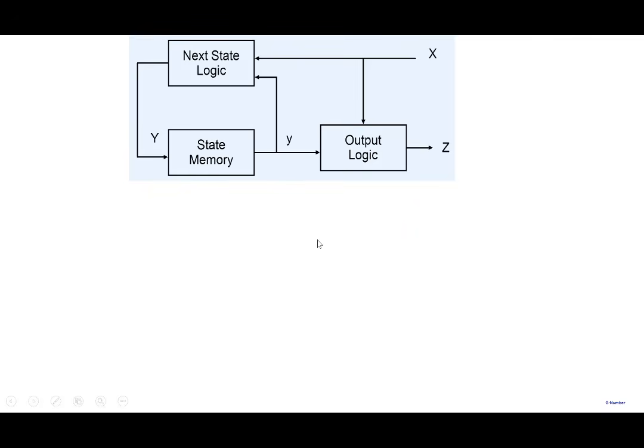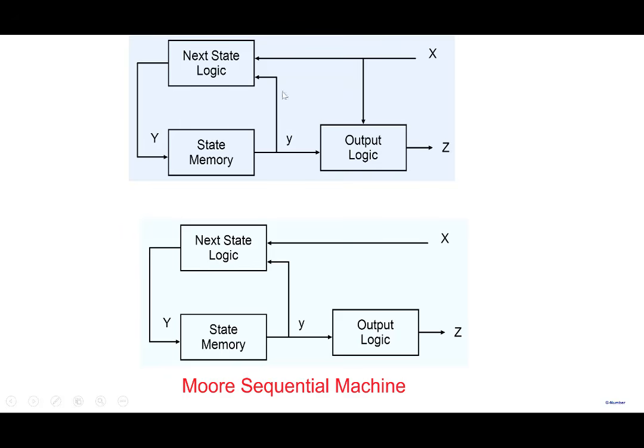There's another way of conceptualizing sequential circuits. Note that Z is a function of, in this case, X and y. And the idea here is that y is anyway a function of X. So by suitably designing the next state logic, there's no need to feed X directly into the output logic here, because y includes within it the effects of X. So this connection can be removed and we can have this kind of sequential circuit also. So this is also a general purpose sequential circuit. This is called a Moore sequential machine.